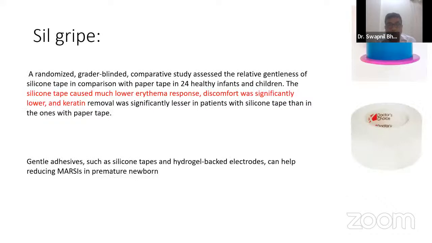Now, there is a very wonderful product which I have come across in the last few years, that is Silgrape. This is a silicone-based tape. This silicone-based tape is such a wonderful thing that it leaves no residue. When you try to remove it, there is no erythema, very less erythema, and you can use the same tape multiple times. However, it is a little bit costly, around 5 to 6 times costlier than the usual Micropore, but it is very useful.